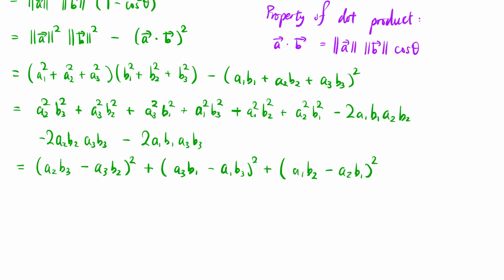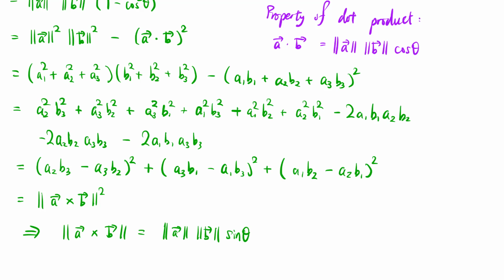Regrouping the terms, we have the square of (A2 B3 minus A3 B2) plus the square of (A3 B1 minus A1 B3) plus the square of (A1 B2 minus A2 B1), and this is equal to the square of the length of A cross B. Hence, the length of A cross B equals the length of A times the length of B times sine theta.